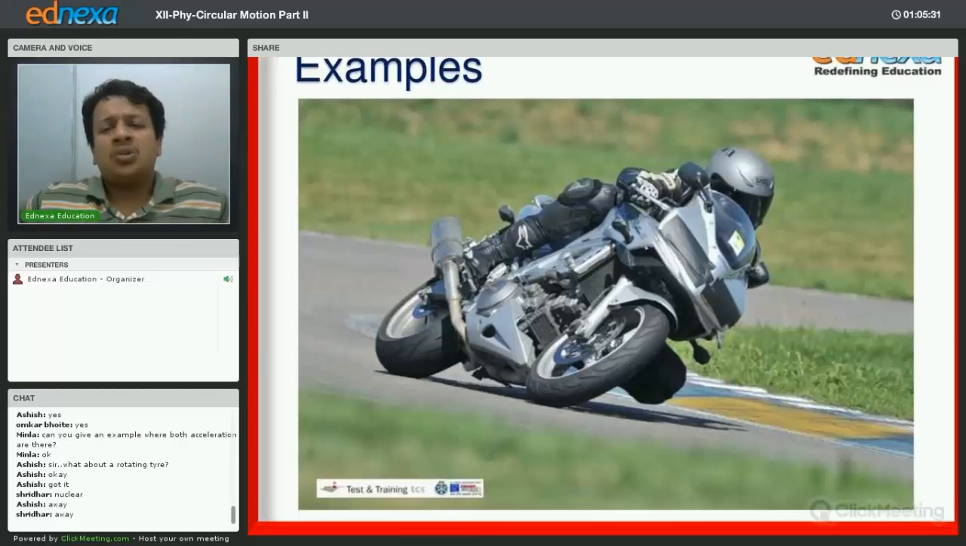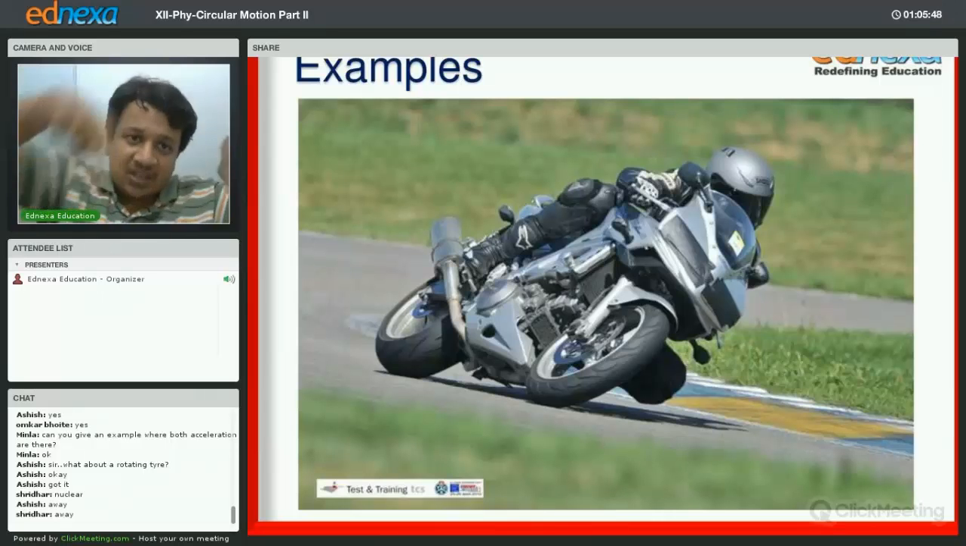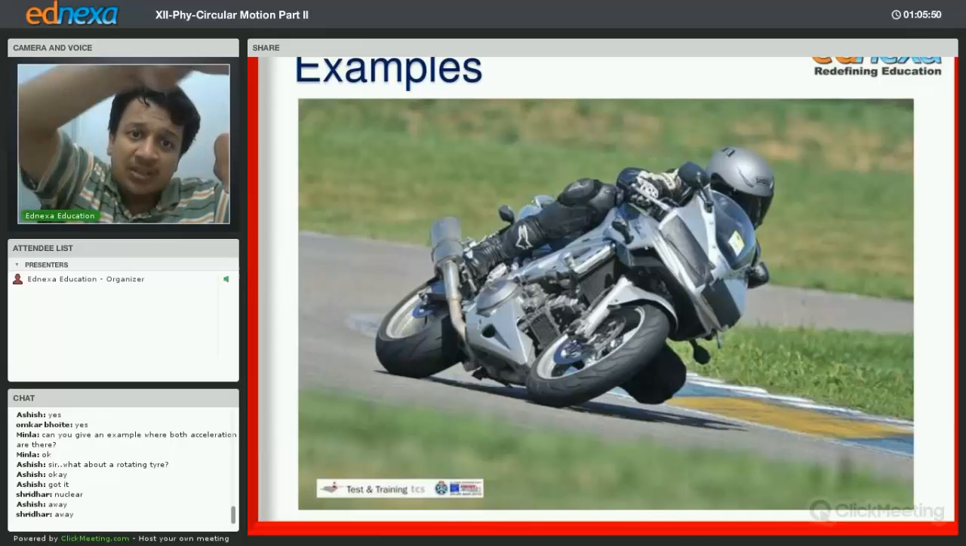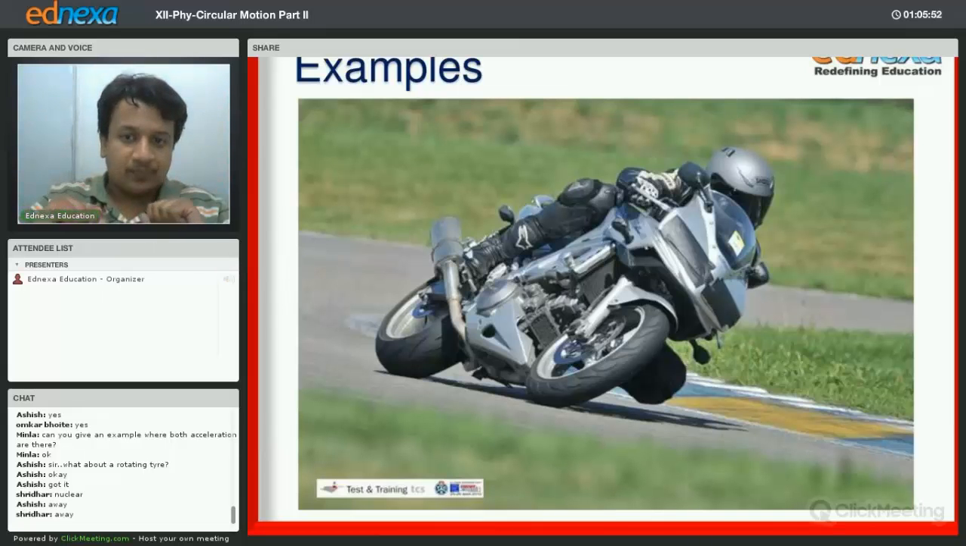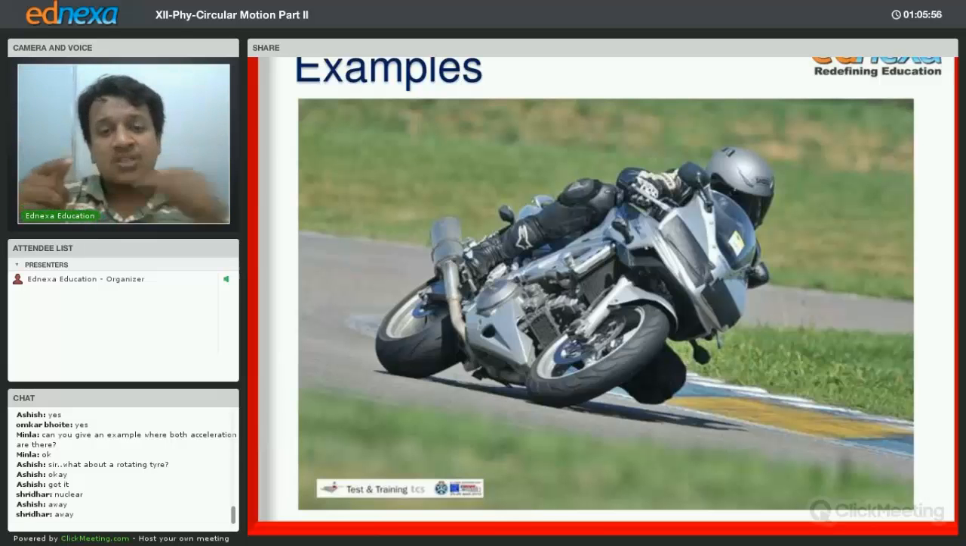Why does a driver lean inside at the time of turning? For time pass? No. See, when a driver is going to turn his vehicle, what will happen? When he is turning, which motion is he performing? Circular motion. So obviously, whenever there is circular motion, there is centrifugal force.